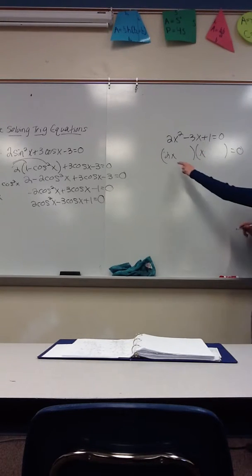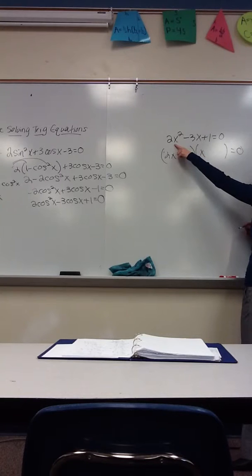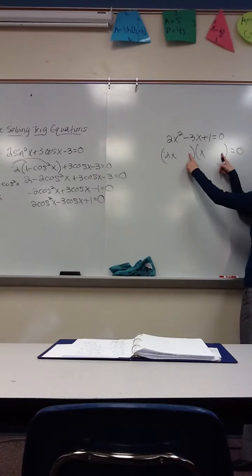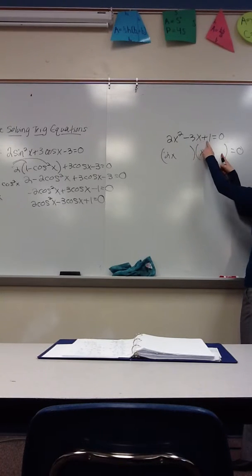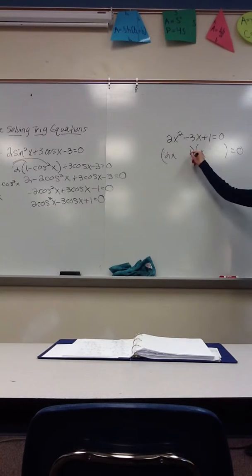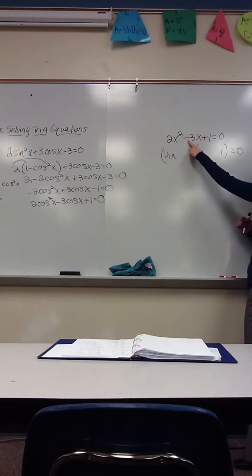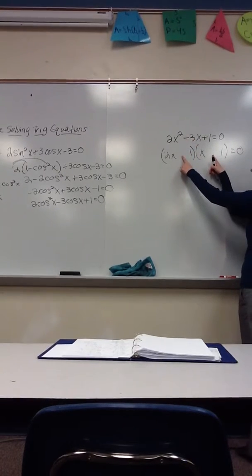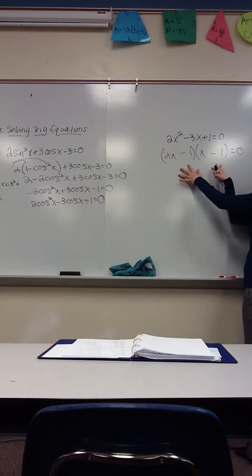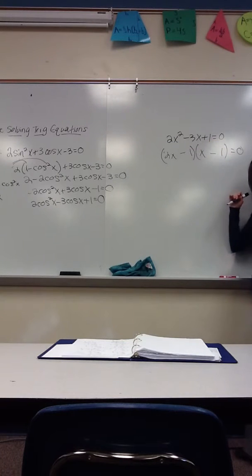So if I FOIL them, 2x times x is going to get me 2x squared. And then I have a 1 here. So I know that whatever I put here and here has to multiply to give me a positive 1. What multiplies to give you 1? 1 and 1. So I know I have to have a 1 here and a 1 here. And you also know that in the middle we have a negative. So what do we have here? Negatives. So when I FOIL these, I better end up with 2x squared minus 3x plus 1.